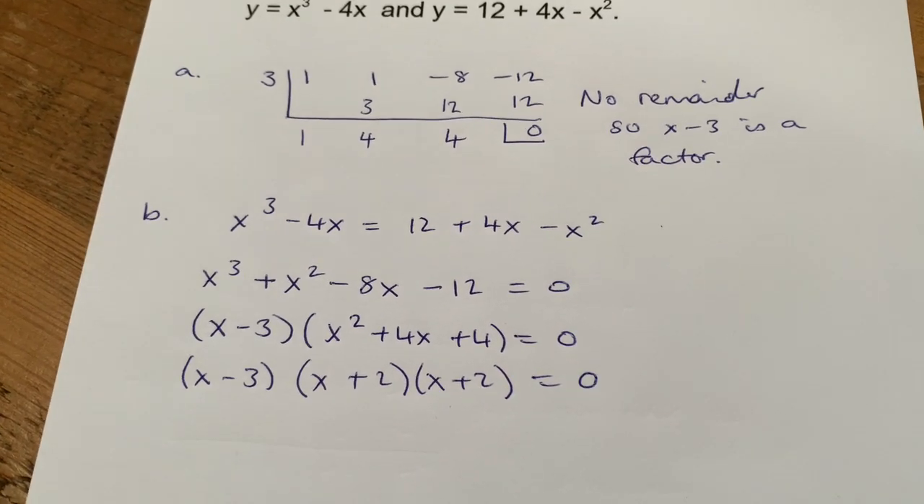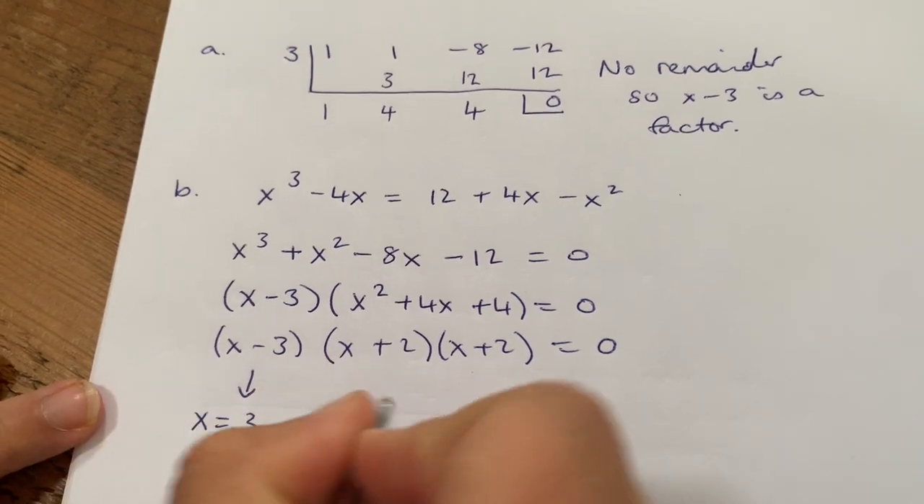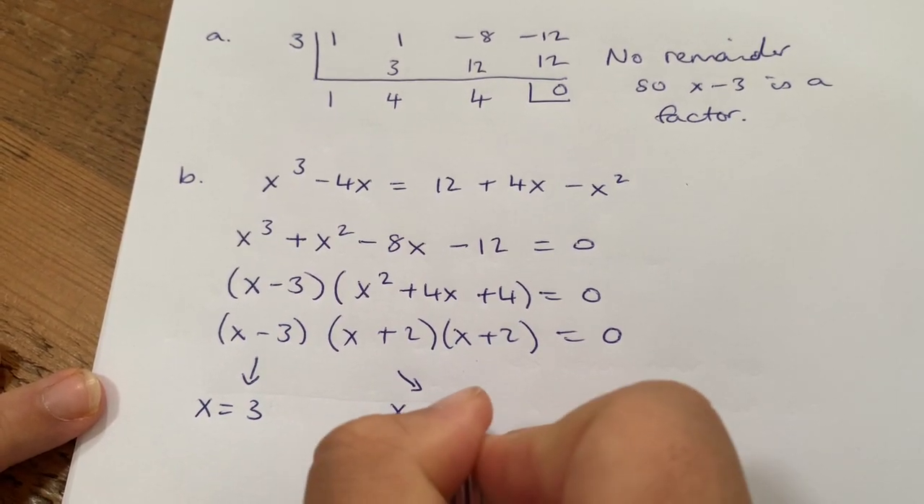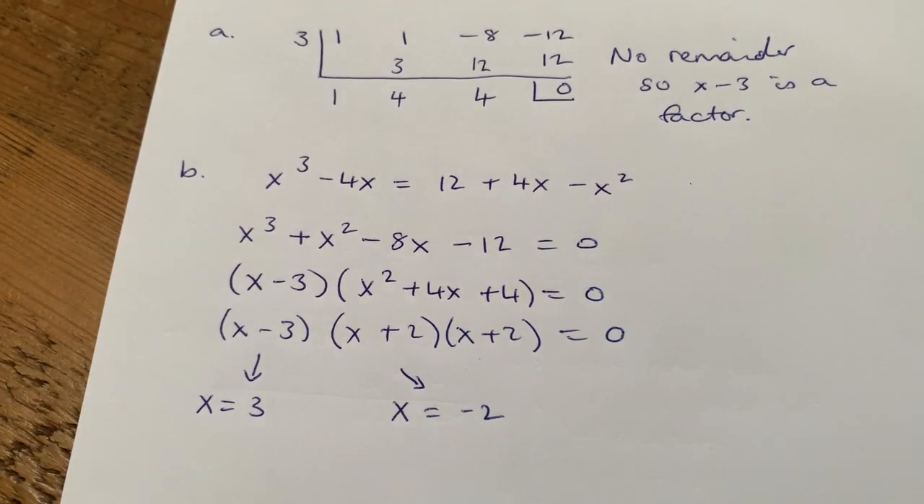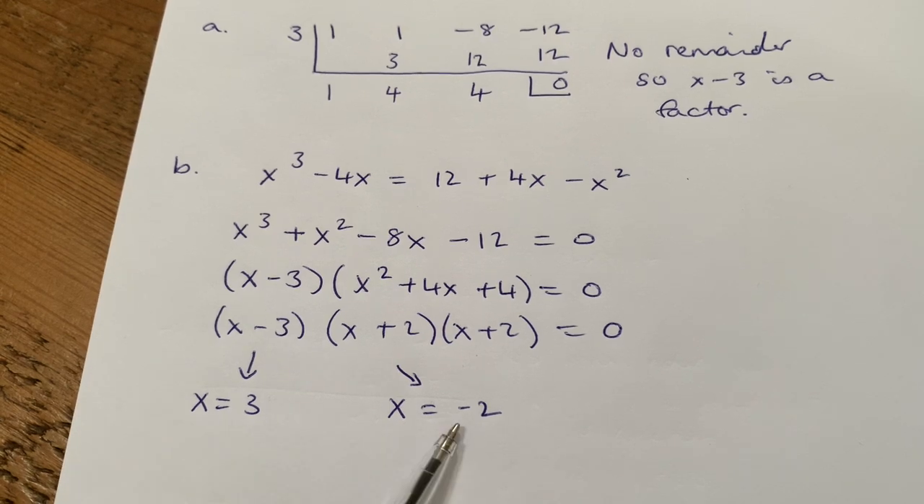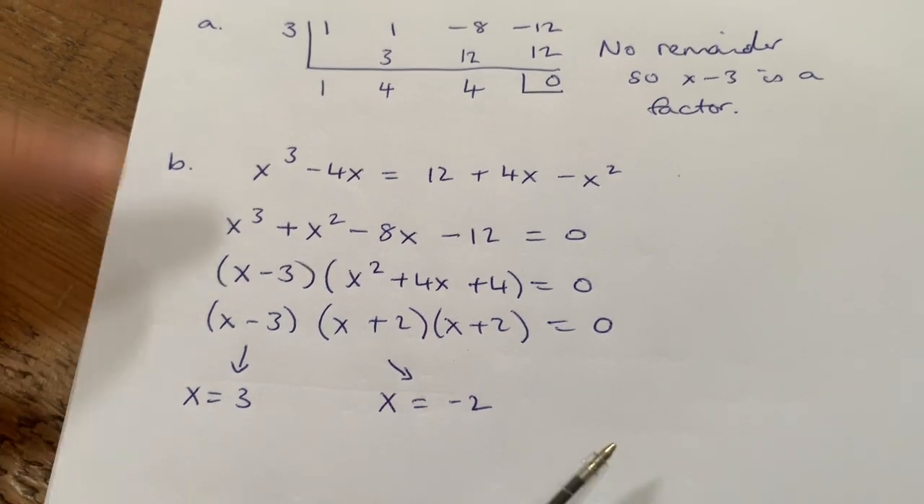Okay. My roots therefore are x equals 3, and both of these brackets will give me a root of x equals minus 2. And therefore, to get the point of intersection, I need the y values to go along with the x values. So therefore, I'm going to substitute these x values into one of the formulas for y.